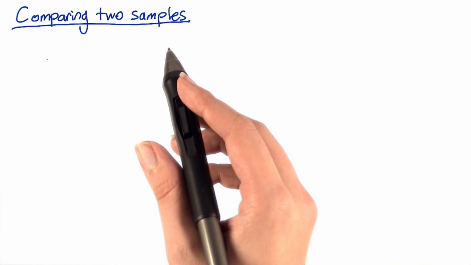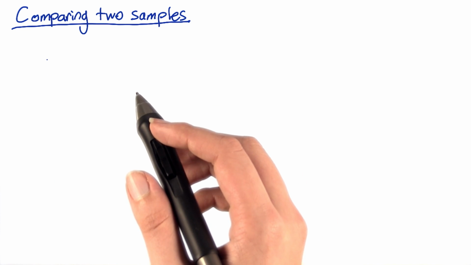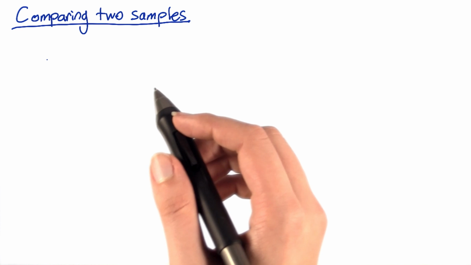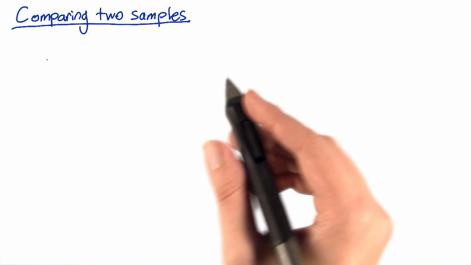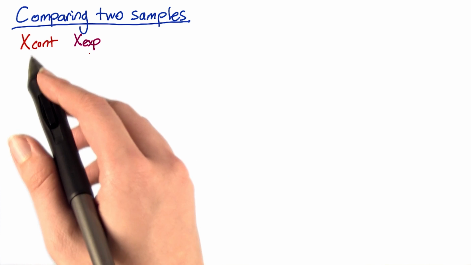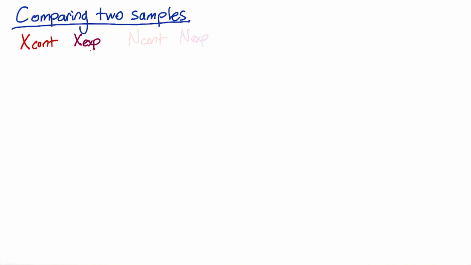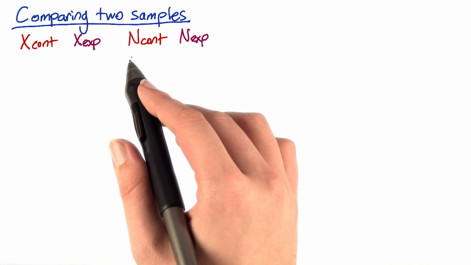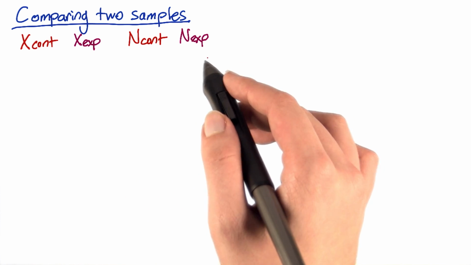Because we have two samples, we'll need to choose a standard error that gives us a good comparison of both. The simplest thing we can do is calculate what is called a pooled standard error. Recall that we'll measure the number of users who click in each group, which we'll call X control and X experiment, as well as the total number of users in each group, which we'll call N control and N experiment.